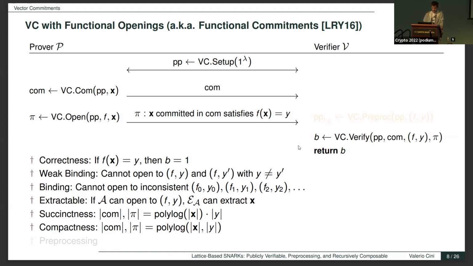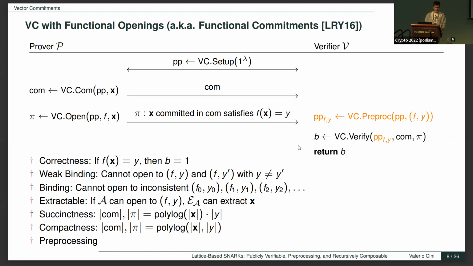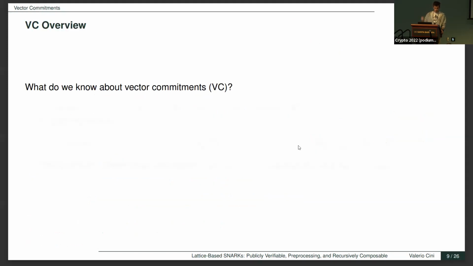And similar to the SNARK, we have a property called preprocessing, which requires, as before, that after preprocessing the public parameters, the verification should run in time polylogarithmic in the size of x and y. What do we know about this primitive from the literature?